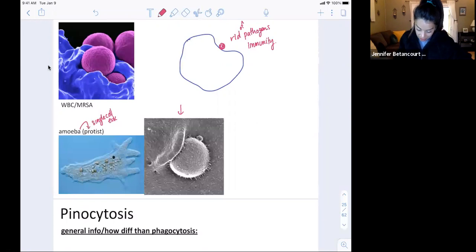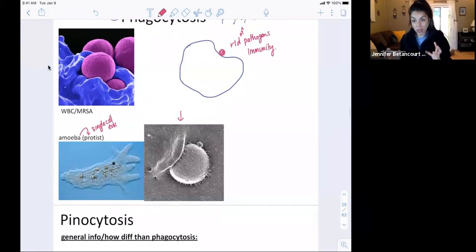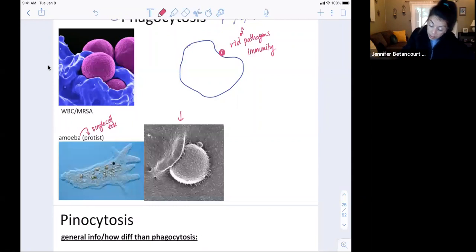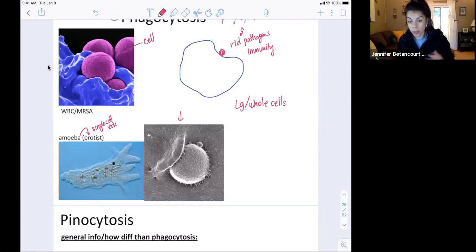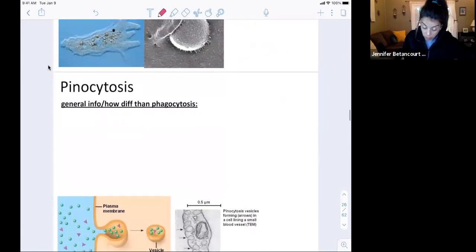All righty. And so phagocytosis is typically going to be big, large molecules. Okay. All right, so we'll say large or whole cells, right? Because MRSA, this is a whole cell, but the white blood cell is much bigger. Alrighty, so pinocytosis.